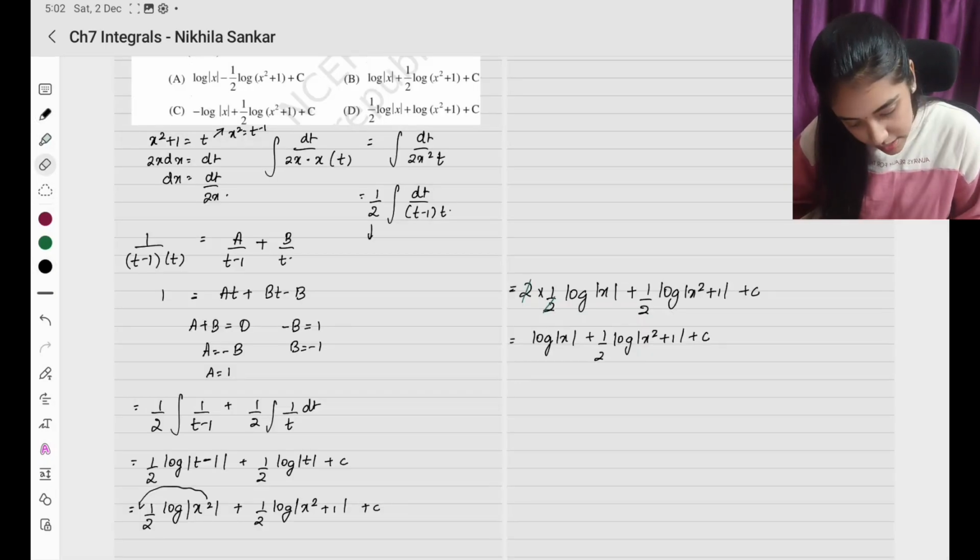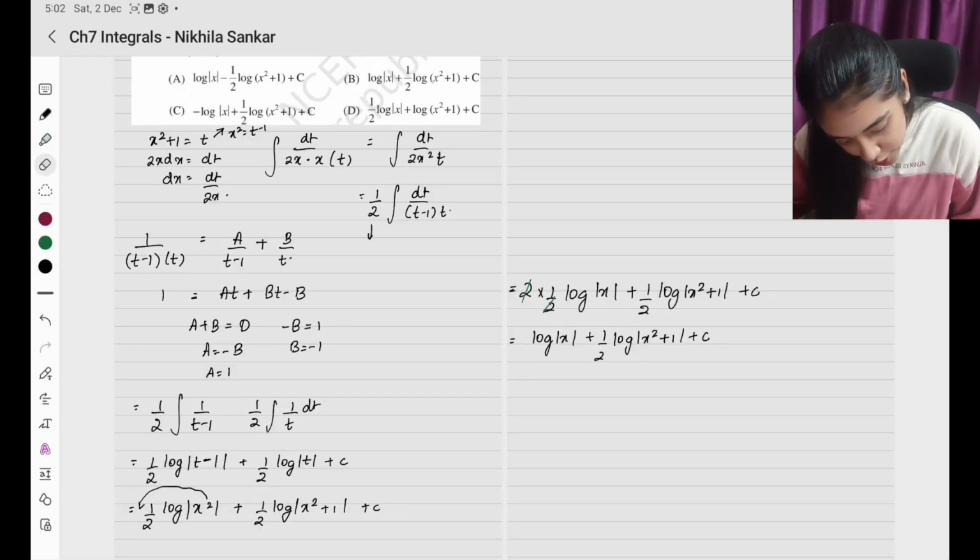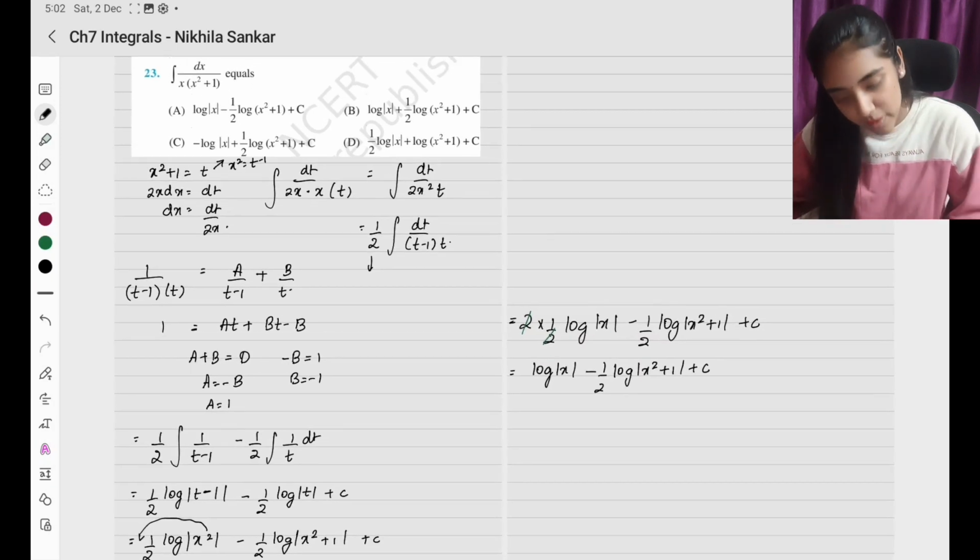So remember, you have the b value to be minus 1. So in that, only for b the value becomes minus. So I have minus 1, minus, minus half, and minus. So my final answer is going to be option A.